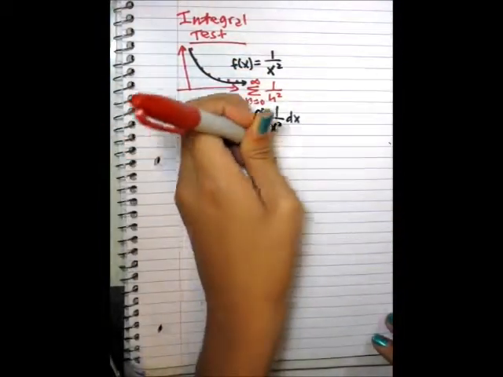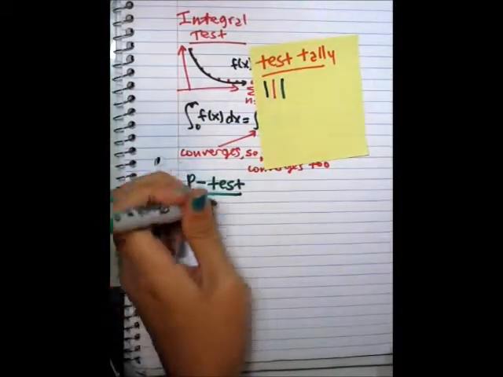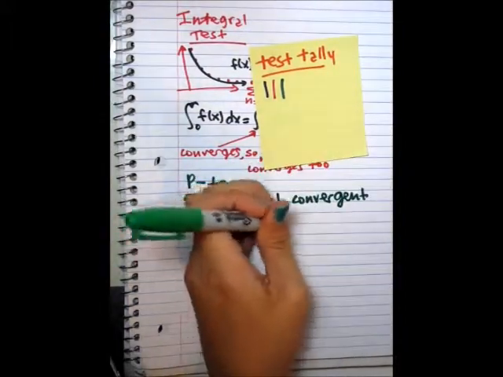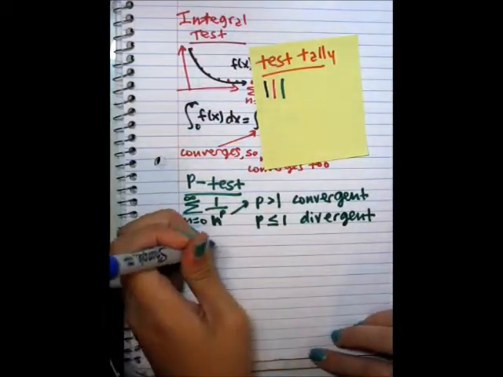Another test, the p-test, which says that the series sum as n goes from 0 to infinity of 1 over n to the power p is convergent if p is greater than 1 and divergent if p is less than or equal to 1. In a stunning turn of events, there are still more tests.